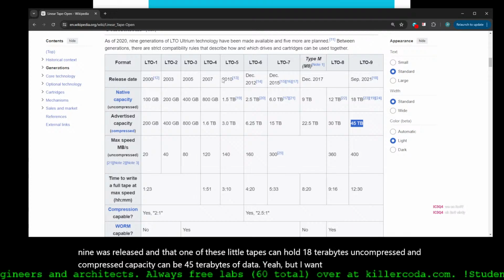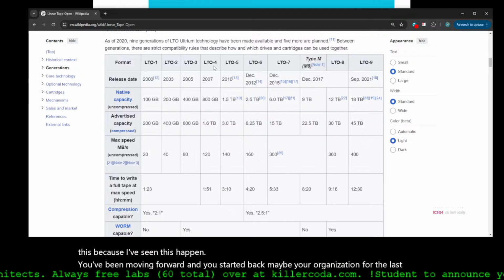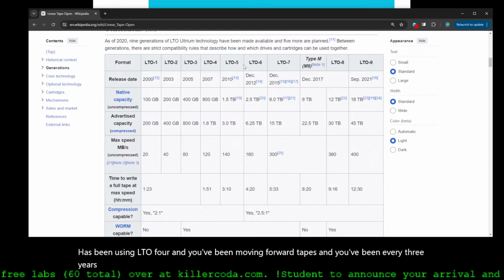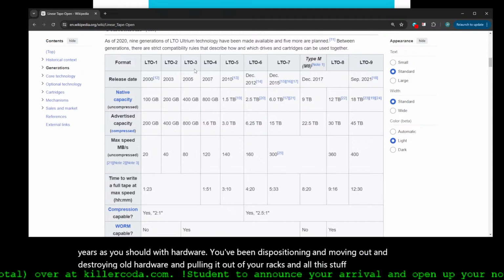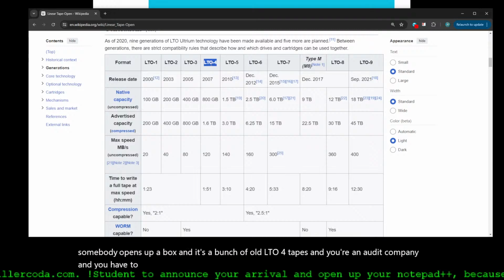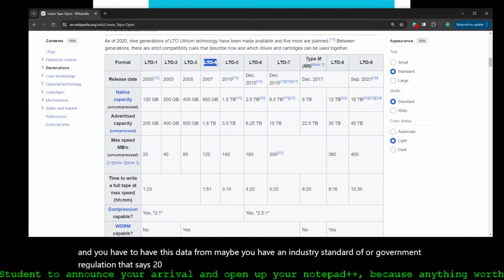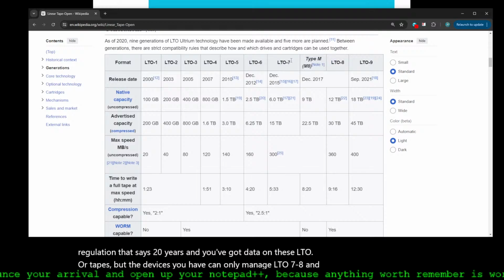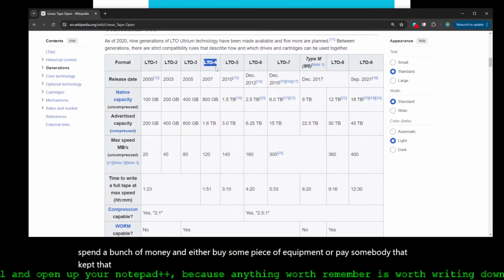But I want you guys to think about this, because I've seen this happen. Maybe your organization for the last 14, 15 years has been using LTO4, and you've been moving tapes forward, and every 3 years, as you should with hardware, you've been dispositioning and destroying old hardware and pulling it out of your racks. And then somebody opens up a box, and it's a bunch of old LTO4 tapes, and you're an audit company, and you have to have this data. Maybe you have an industry standard or a government regulation that says 20 years. And you've got data on these LTO4 tapes, but the devices you have can only manage LTO 7, 8, and 9. Now you've got to spend a bunch of money and either buy some piece of equipment or pay somebody that kept that equipment to go and load that data up.